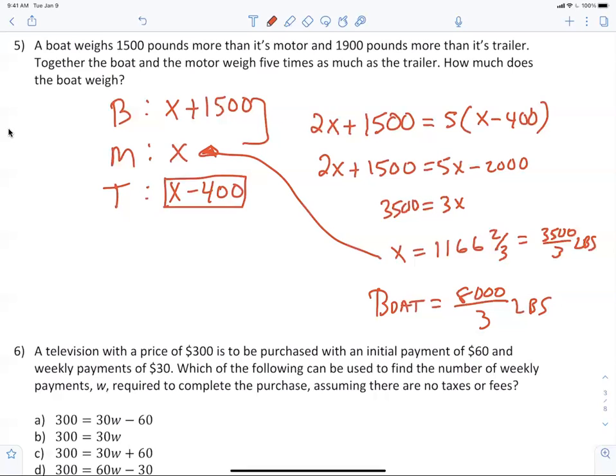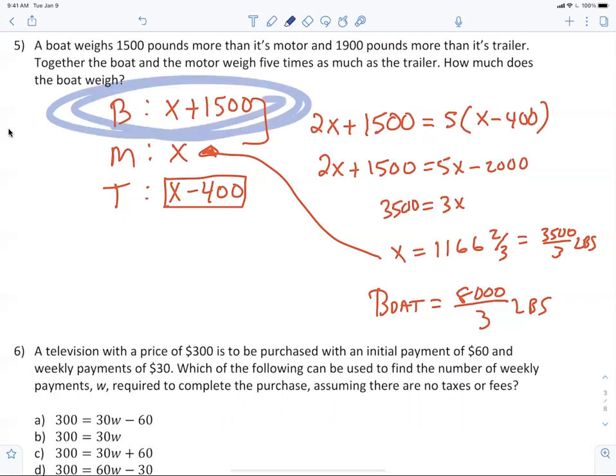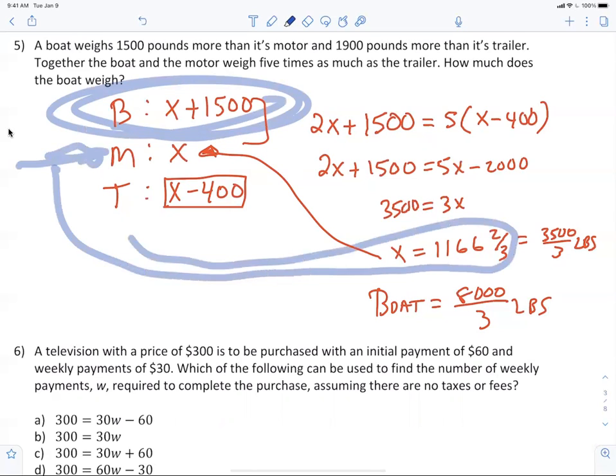Wait, you added 3,500 over 3,000? So you want the boat, right? What you have is the motor. This X is the motor. So to get the boat, you would add 1,500. So take your calculator, do 3,500 divided by 3 plus 1,500, and then math, enter. And that should be it.